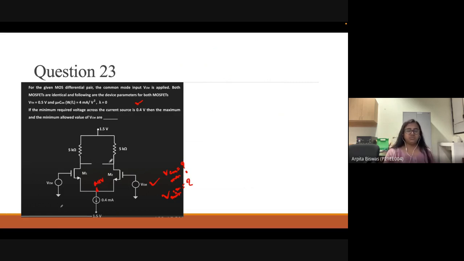Now just take your time and at least try to solve, then I will solve it. So for the given differential pair, the common mode input VCM is applied. Both MOSFETs are identical and the following are the device parameters. VTH is given 0.5, and mu n Cox W by L is given. If the minimum required voltage across the current source is 0.4 volt, then the maximum and minimum allowed value of VCM are.